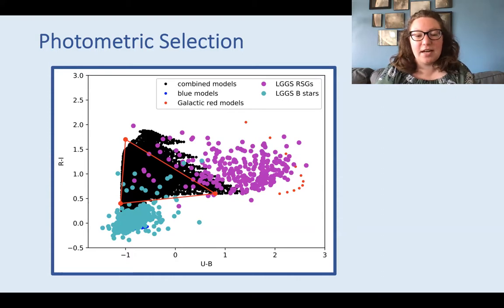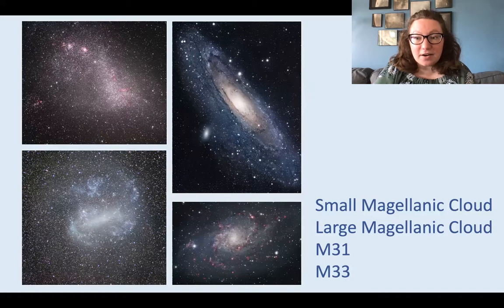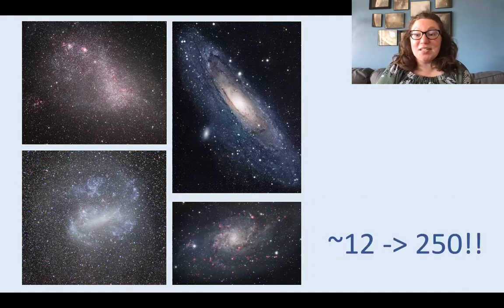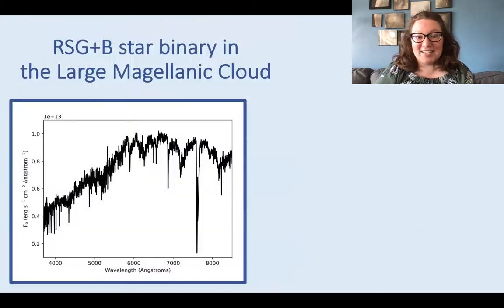Using archival photometry, I went out to try and spectroscopically confirm a sample of red supergiant B star binaries in Local Group galaxies, the Small and Large Magellanic Clouds, as well as M31 and M33. Using the MMT in Tucson, as well as Magellan at Las Campanas, we brought the total number of red supergiant binaries known up to 250 in just a couple of years. So this project was very successful.